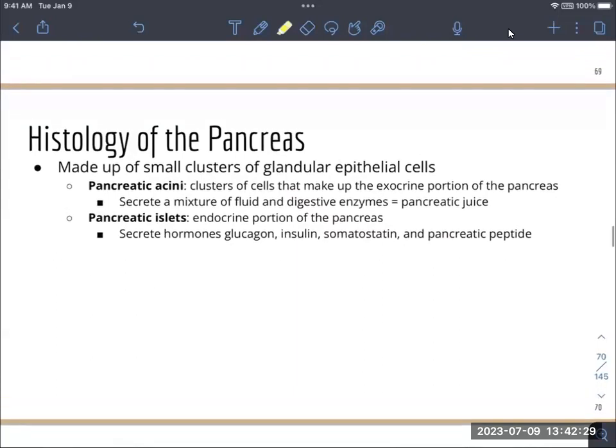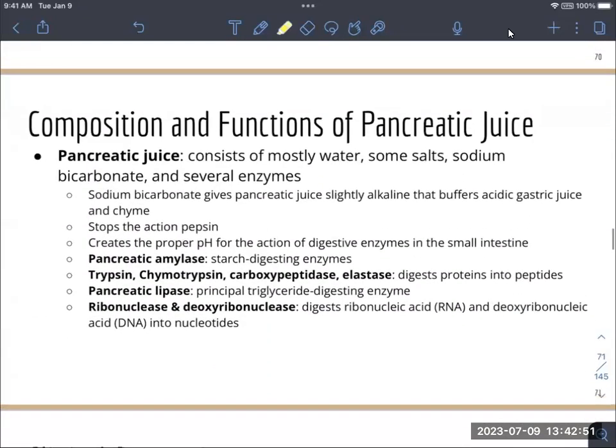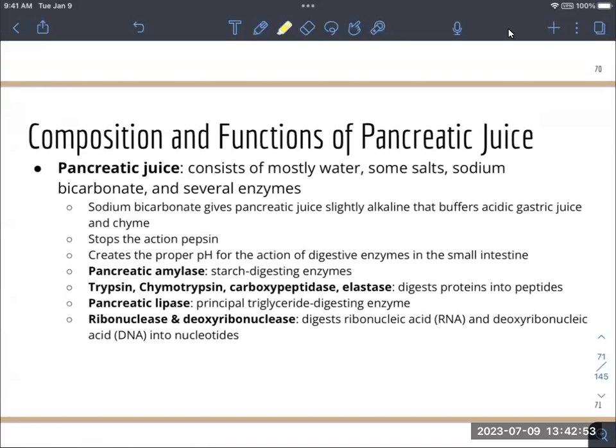So we looked at the pancreatic acini, or we looked at the pancreatic isolates, I'm sorry. Those are the ones that make the different hormones. Those are the endocrine organs. The pancreatic acini are what make up the pancreatic juice, and it is made of different fluids and digestive enzymes. So what all comes out of this pancreatic juice?